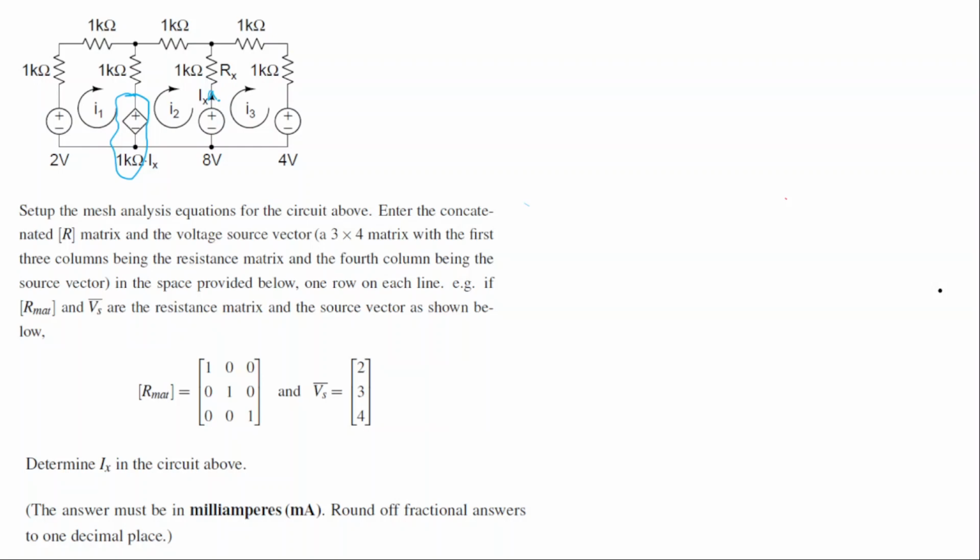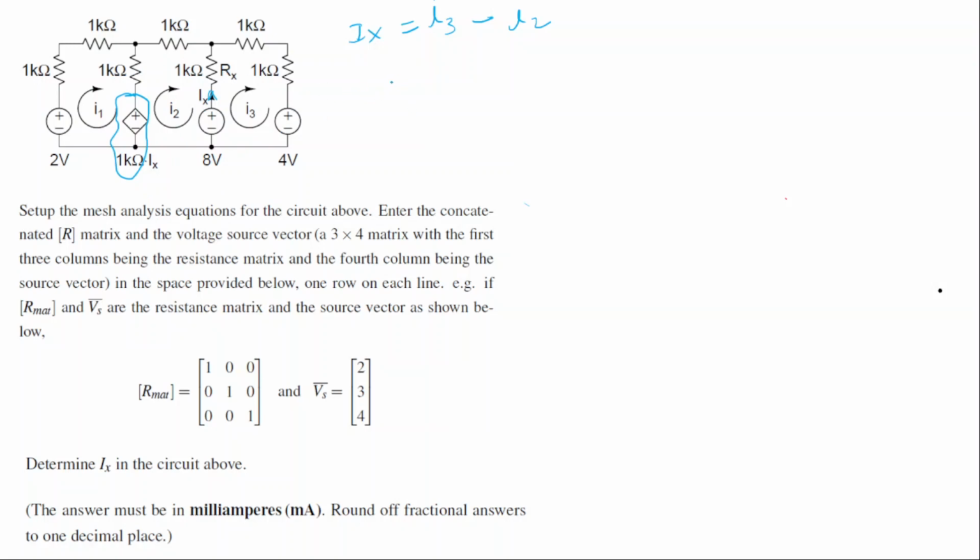First you write the equation of Ix, before starting to write the mesh loop. Ix will be the current going in this direction, I3, minus the current going in the opposite direction, which will be I2. So this is our Ix. Whenever the term Ix comes, we will write I3 minus I2. That is the main thing about the dependent voltage source.